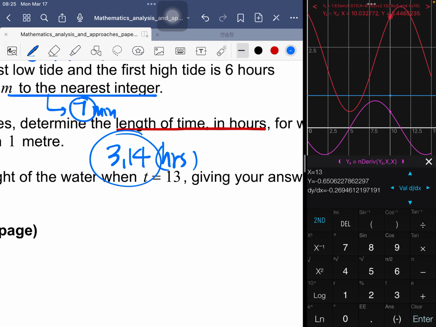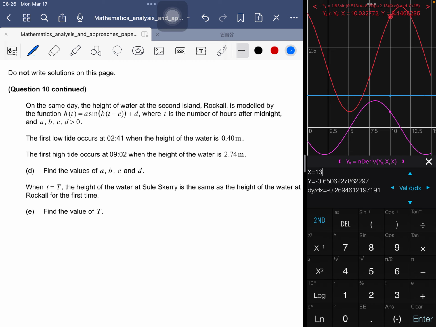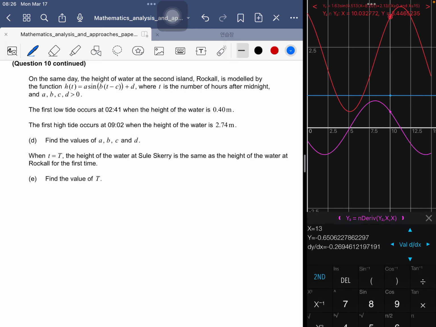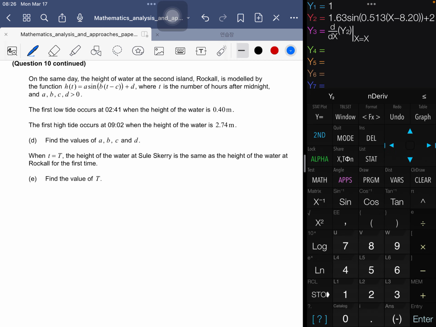On the same day, the height of water at the second island, Rockall, is modeled by a function like this, where A, B, C, D are some kind of positive constants. The first low tide occurs at 0241 when the height of water is 0.40. The first high tide occurs at a given time and height. Find the value of A, B, C, D. Okay, so this is to find the function. So, let's see.